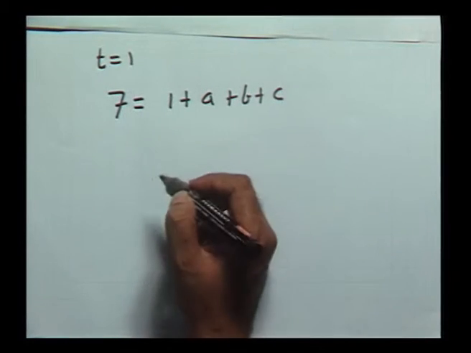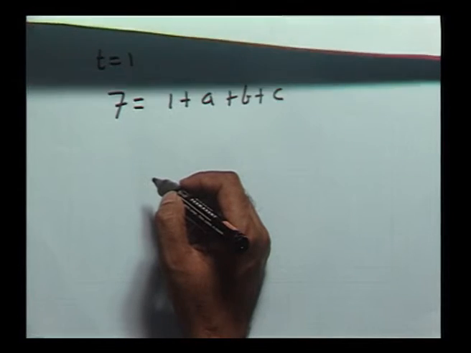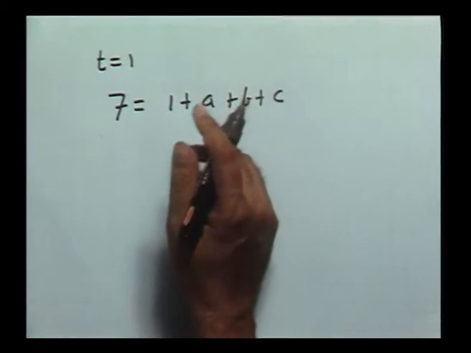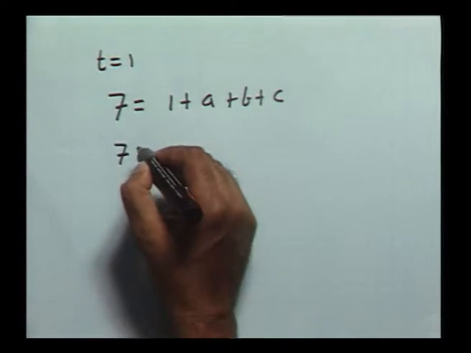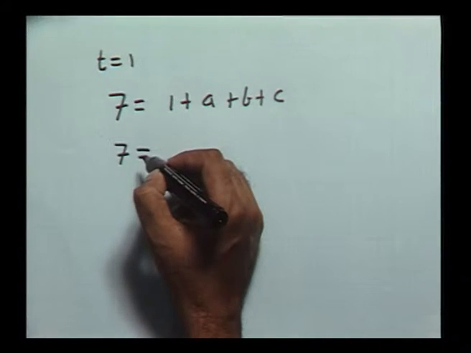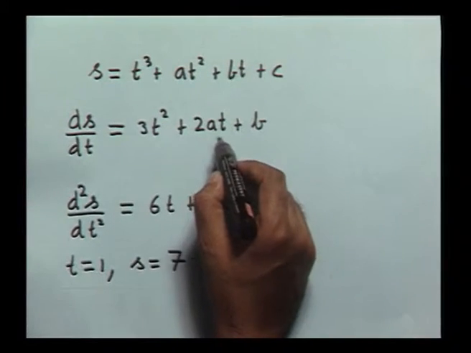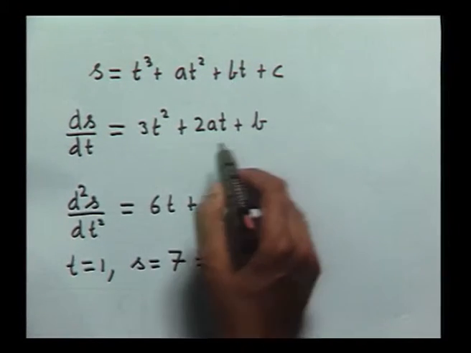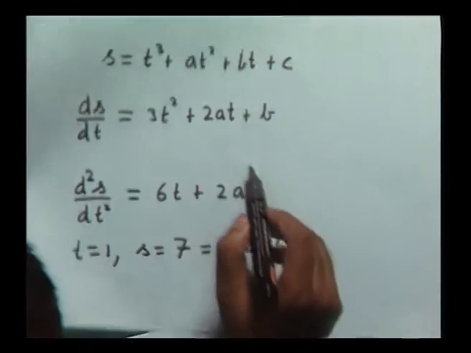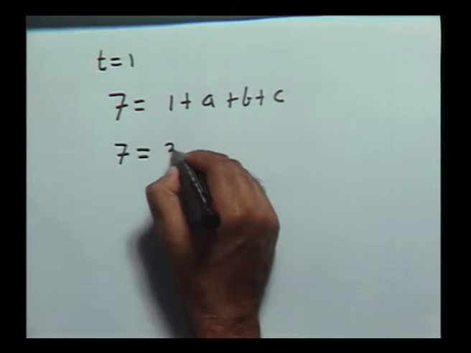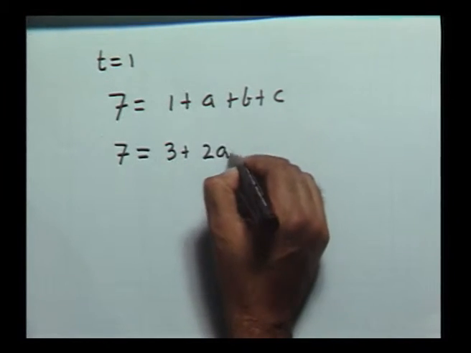Also, at t equal to 1, I am told that the velocity is given by 7 meters per second. So, once again 7 would be equal to ds/dt at t equal to 1, but ds/dt is 3t squared plus 2at plus b. So, when I put t equal to 1, I get ds/dt as 3 plus 2a plus b. So, 7 is equal to 3 plus 2a plus b.